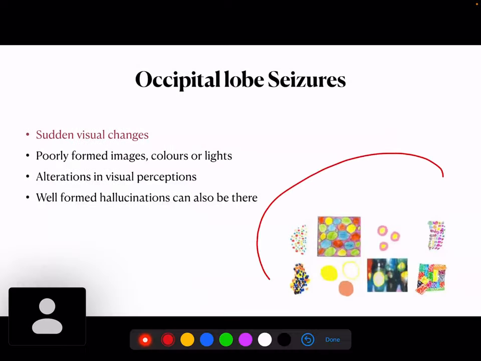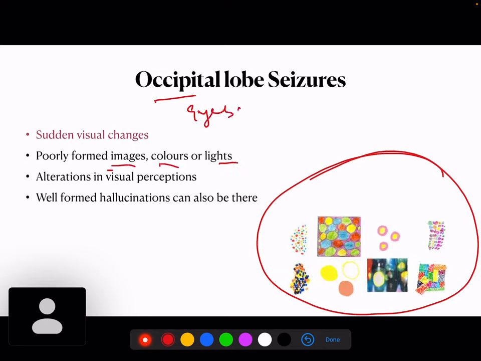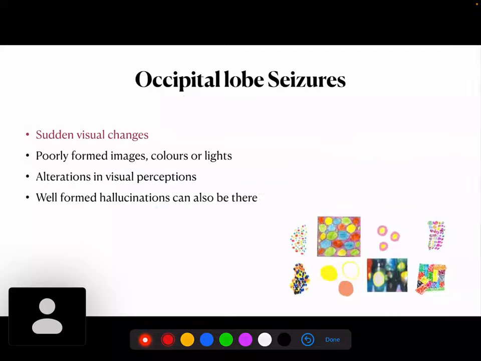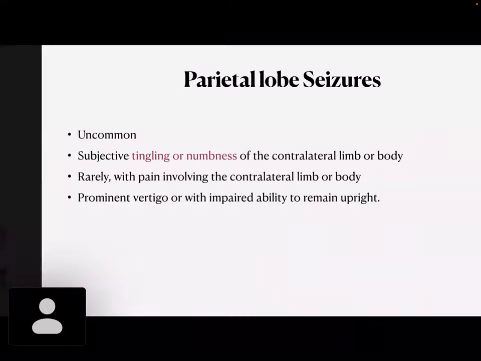So these pictures were drawn by someone having occipital seizures. So occipital is obviously associated with the eyes: poorly formed images, colors or lights, alterations in visual perceptions. Well-formed hallucinations can also be there. One of the patients said, I see a jinn on one side of my visual field, and then I suddenly lose consciousness. So it turned out to be an occipital lobe seizure. They can draw their picture.